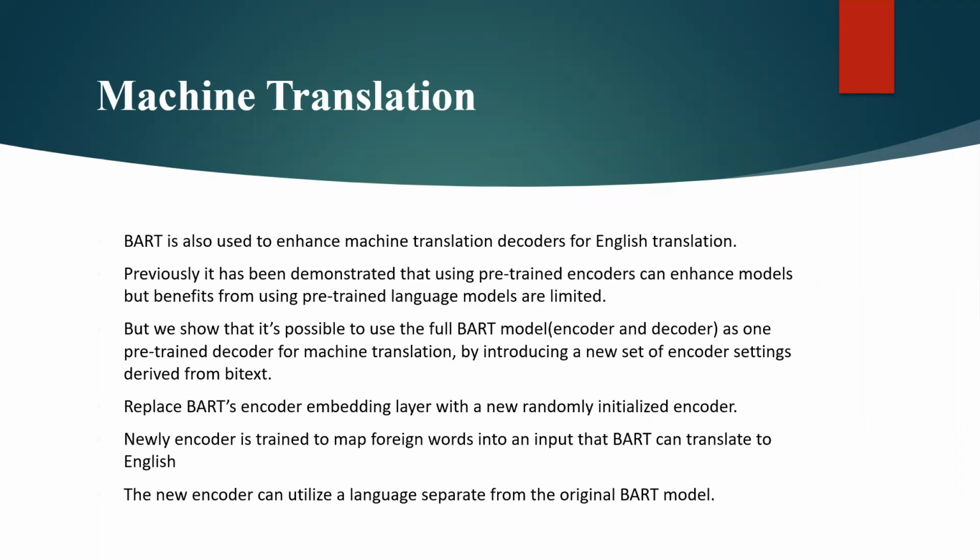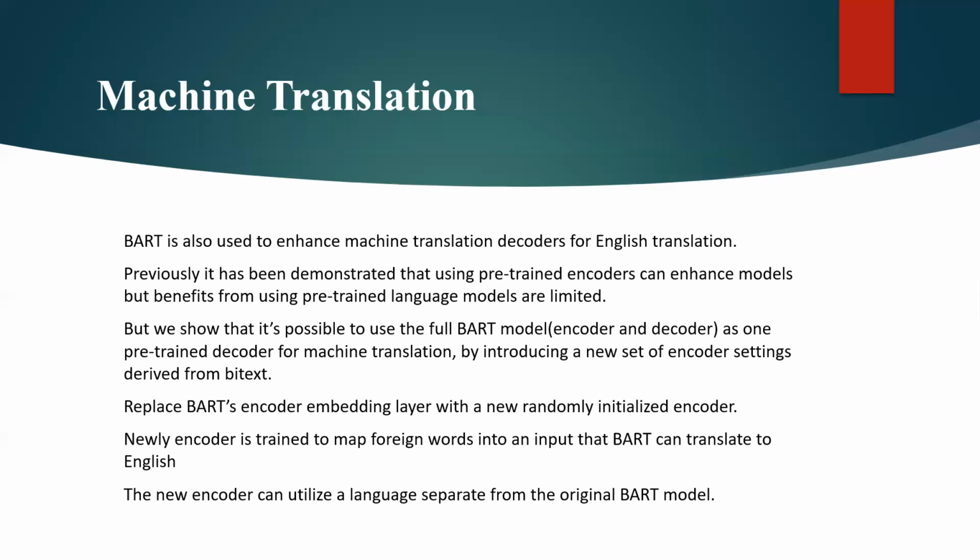BART is also used to enhance machine translation decoders for English translation. Previously, it has been demonstrated that using a pre-trained encoder can enhance models, but benefits from using pre-trained language models are limited. But we show that it is possible to use the full BART model, encoder and decoder, as one pre-trained decoder for machine translation by introducing a new set of encoder parameters learned from bitext.